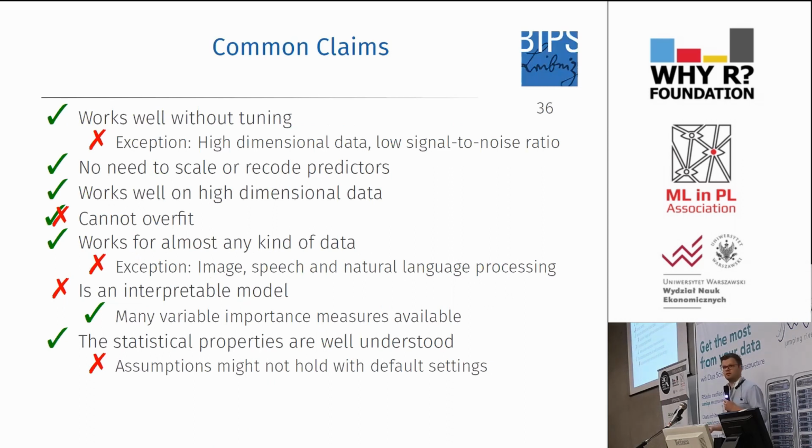So yes, the statistical properties are well understood. There are several results available, but the assumptions might not hold with default settings, and you might lose prediction accuracy if you are in the settings where they hold. But still, for example, asymptotic normality, I would say it usually holds.